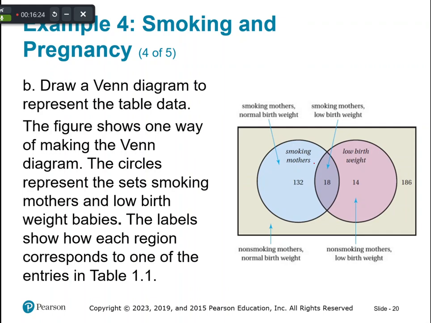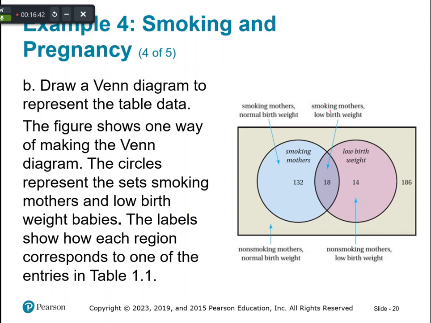And that's what we're checking, right? Smoking mothers and low birth rate. Pick one or the other. You could have chosen non-smoking mothers, but it's better to have the positive represented by the set. So low birth weight is what we were studying in smoking mothers. So those are our sets, smoking and low.